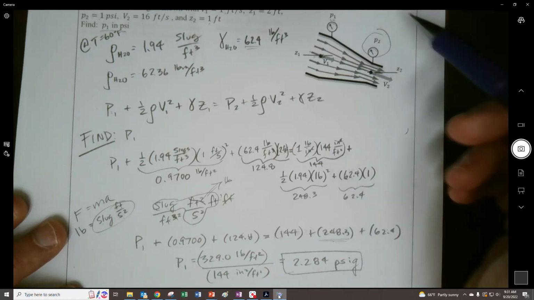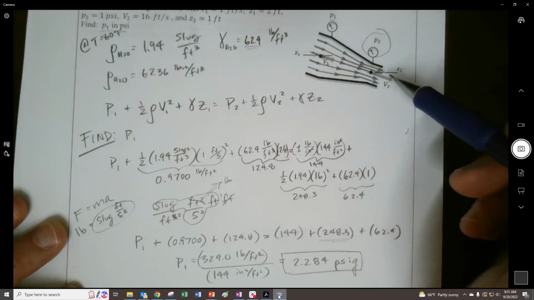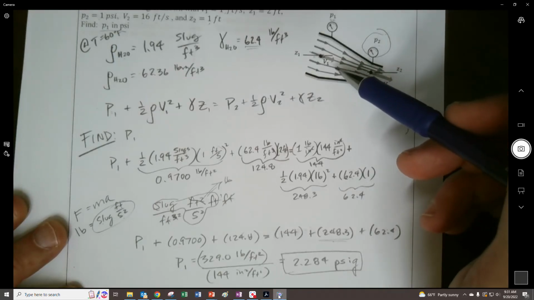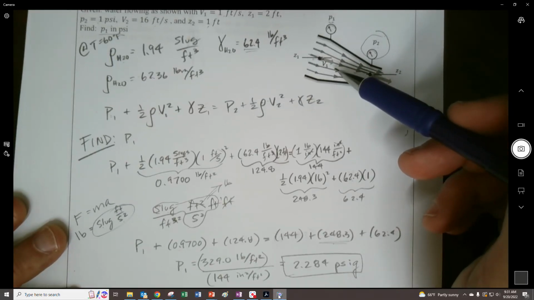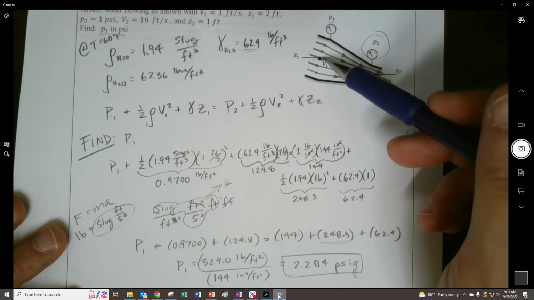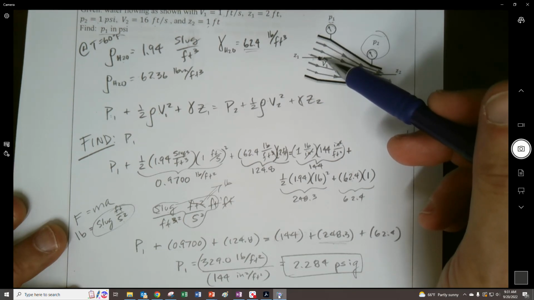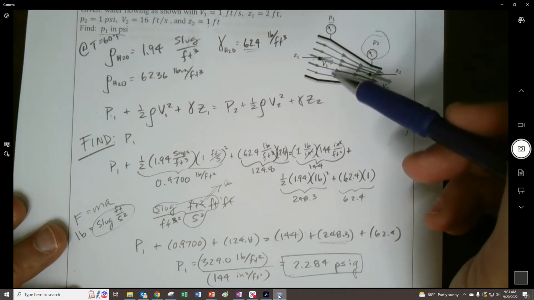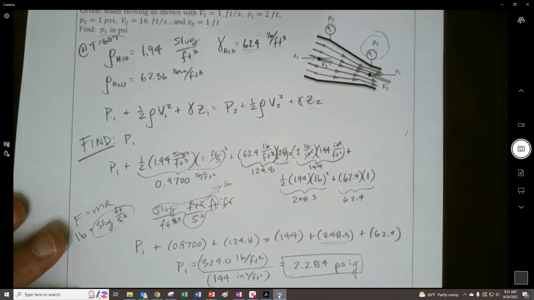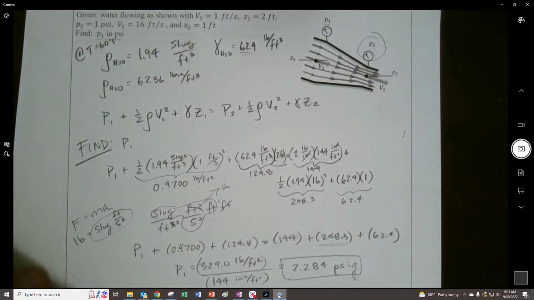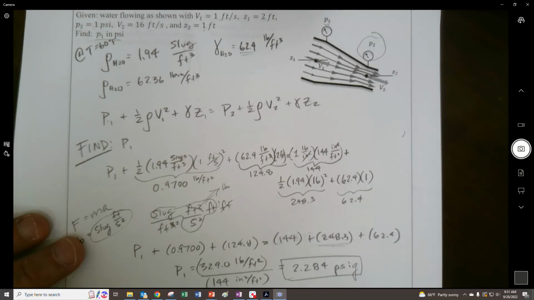Other things: there are not going to be temperature changes going on right there. You can almost think of it as a steady state kind of thing. And then there's also no external work being added or subtracted, right? So there's no pump involved in here, and there's no turbine involved. So there you go. There's another example done.